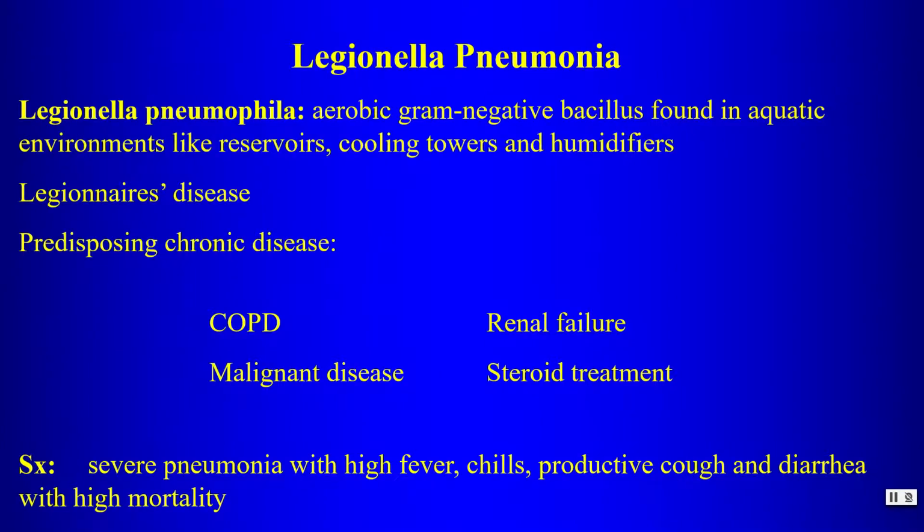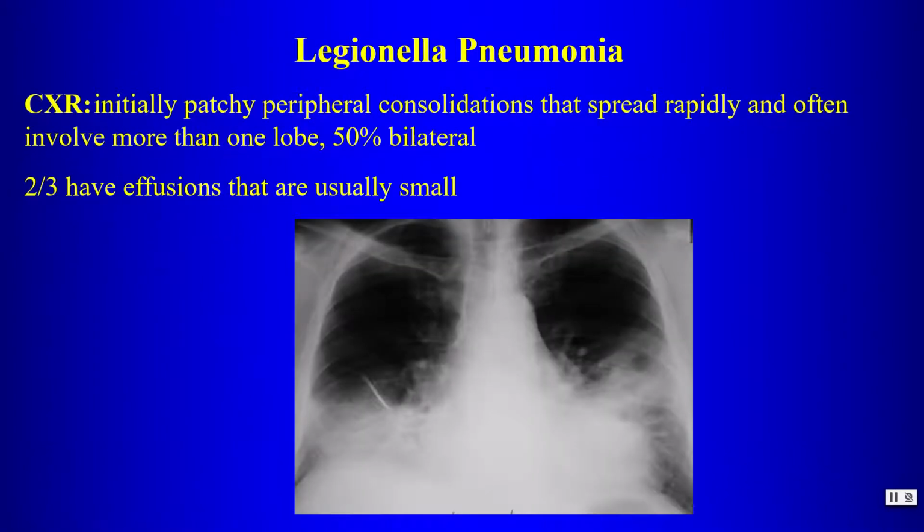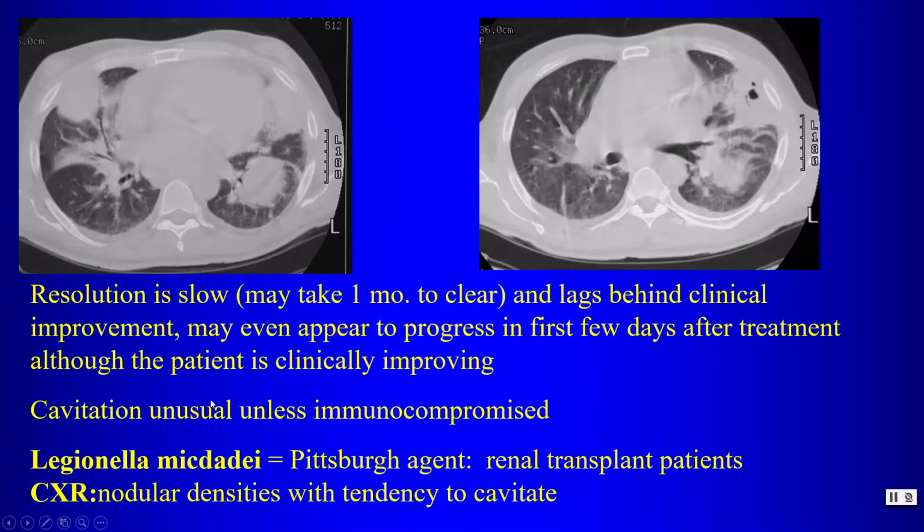And here we can get an interstitial pattern as the classic pattern of this particular atypical pneumonia. Other types of unusual pneumonias, Legionella pneumonia. This can give patients a severe pneumonia. Many times the patients have some predisposing chronic diseases. The Legionella is an aerobic gram-negative bacillus that can be found in aquatic environments like reservoirs and humidifiers, and this can give patients a severe pneumonia with high fevers. And the consolidations are somewhat nonspecific, so you can have patchy consolidations as we see here. Pleural effusions may also occur.